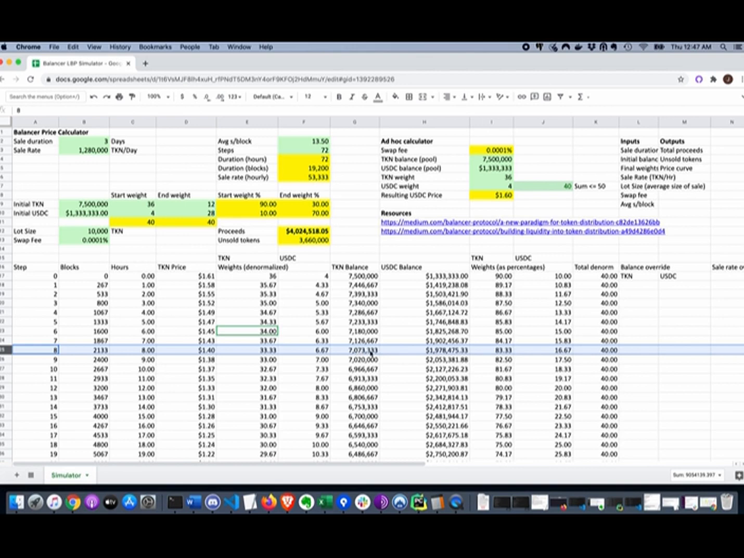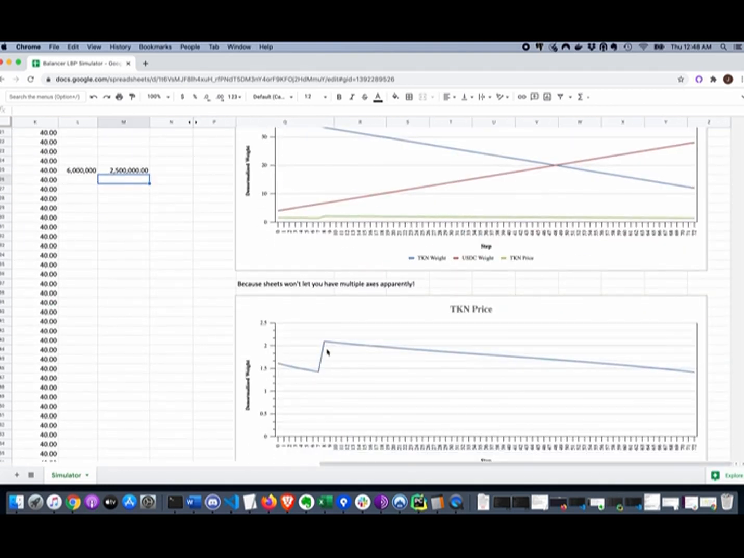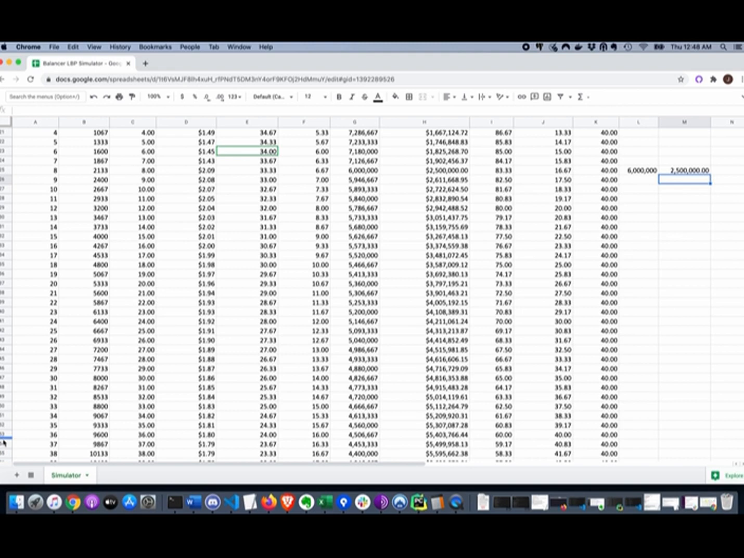So what you can do is use these override columns here. Set this to 6 million and 2.5 million to reflect what the price actually is. So now if you look at what this does, you can see that it's going to adjust the price. So now it would be over $2. And if you find the sale rate is wrong, you can also override that at the next step, as we'll see next.